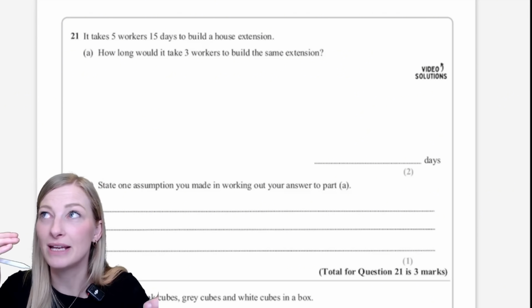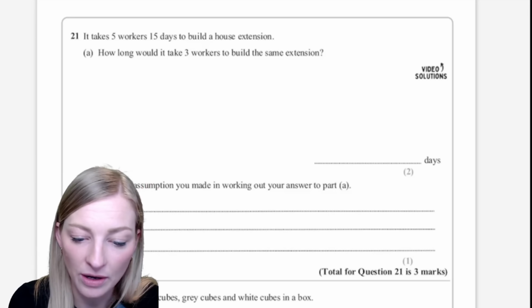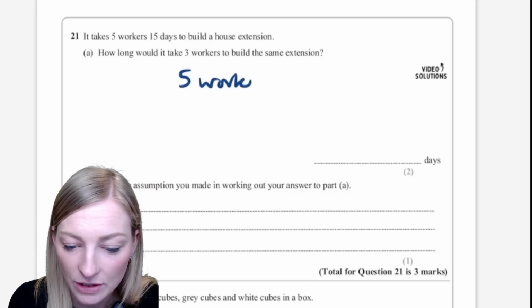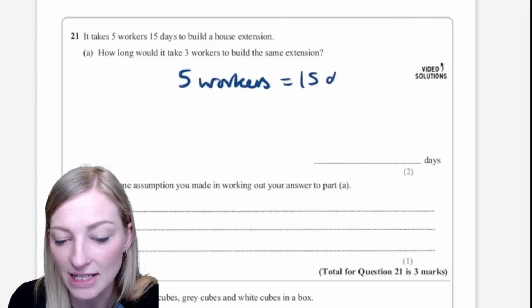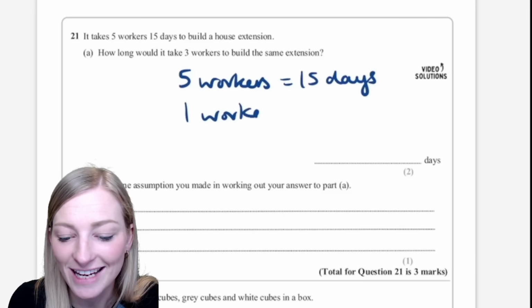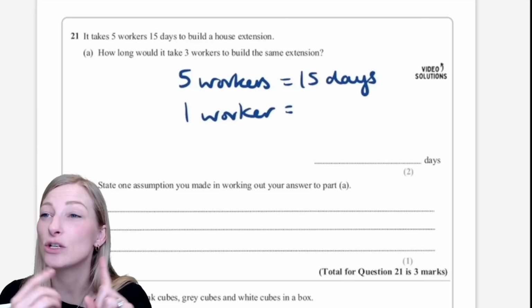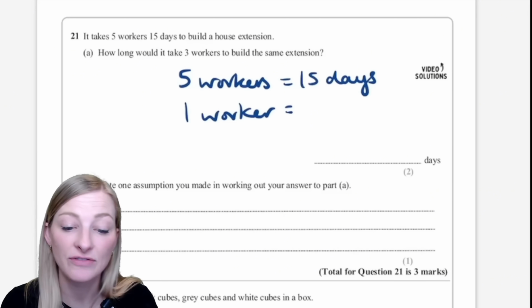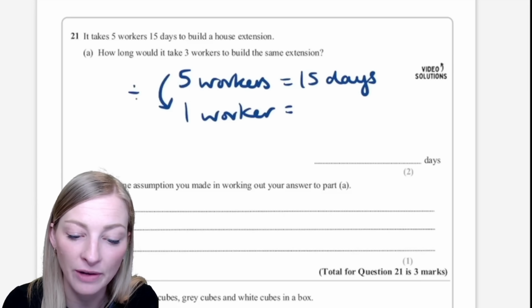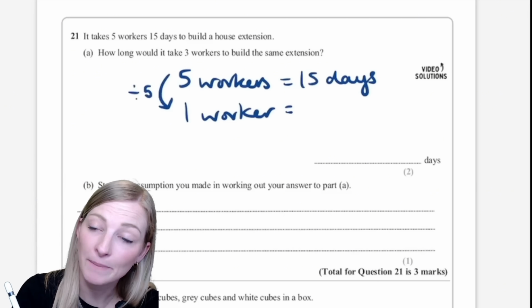As the cost goes up, the number of chocolate bars goes up, they are directly proportional. Inverse proportion means as one thing goes up, the other one comes down. So if it takes 5 workers 15 days, so 5 workers equals 15 days, it's always a good idea with these questions to think about 1 worker or 1 of whatever it is. If I only had 1 worker, then I've divided the number of workers by 5. A lot of students would divide the time by 5.